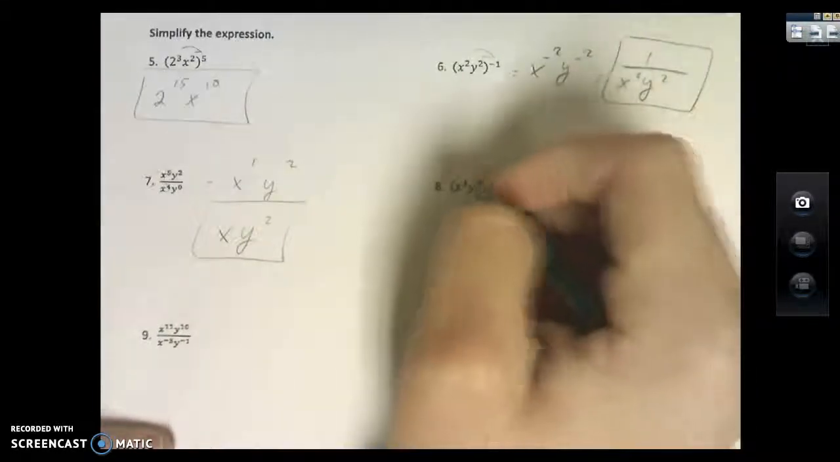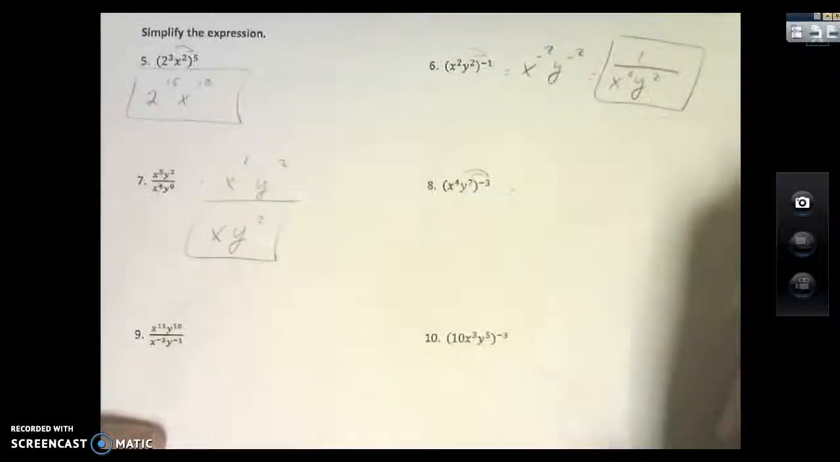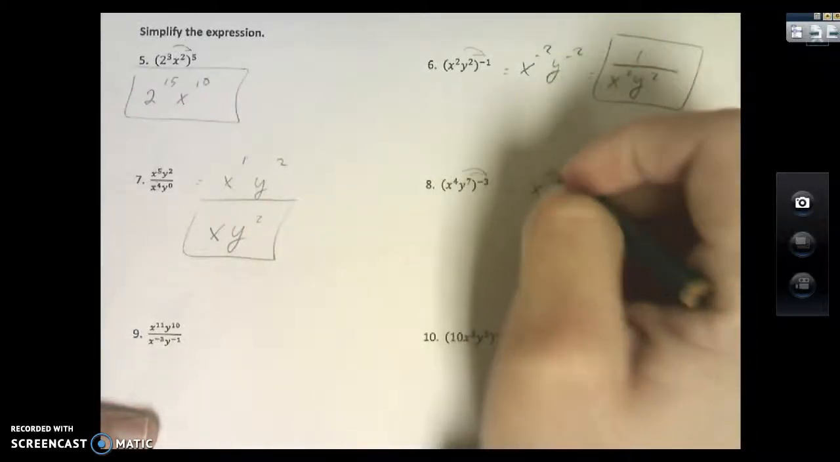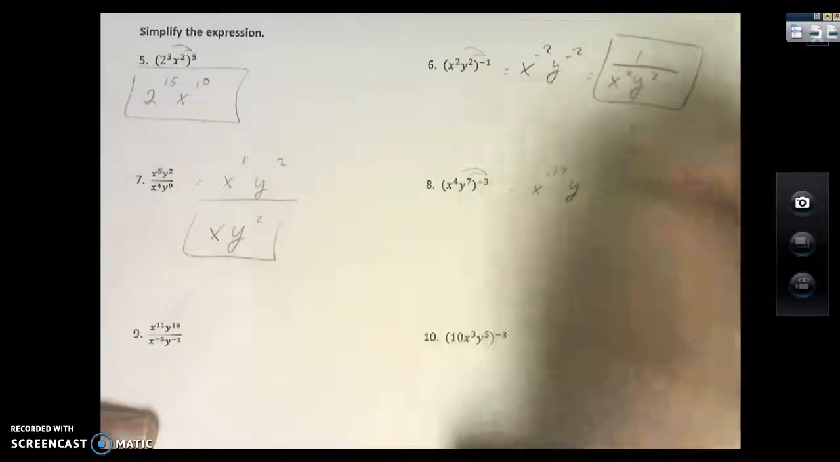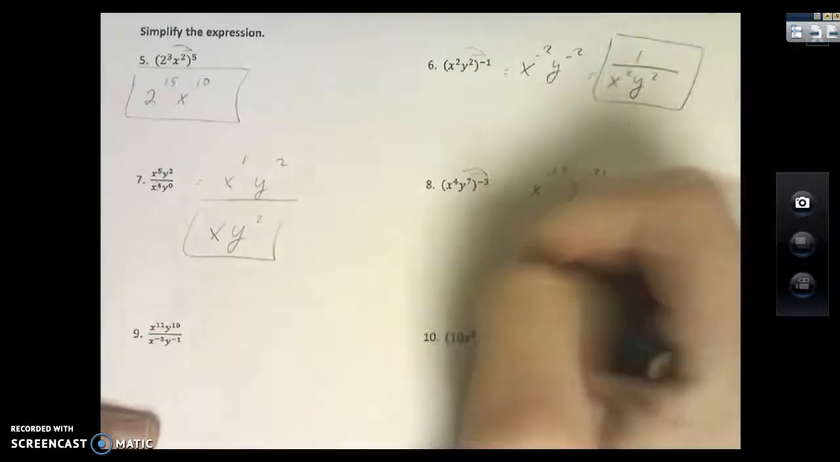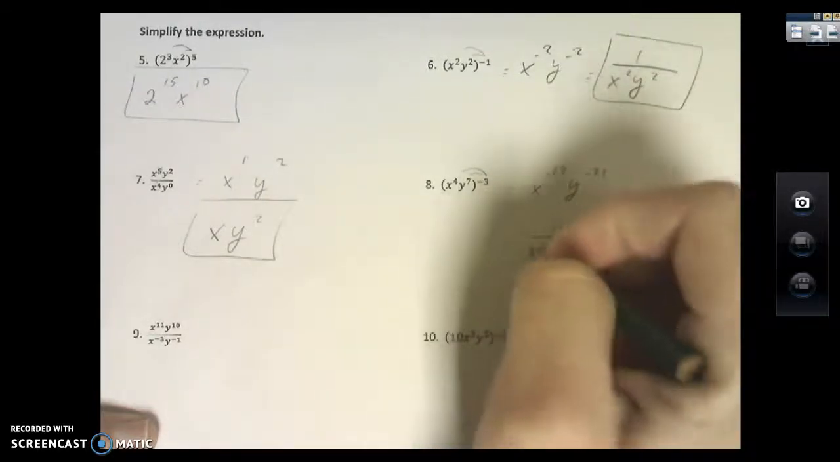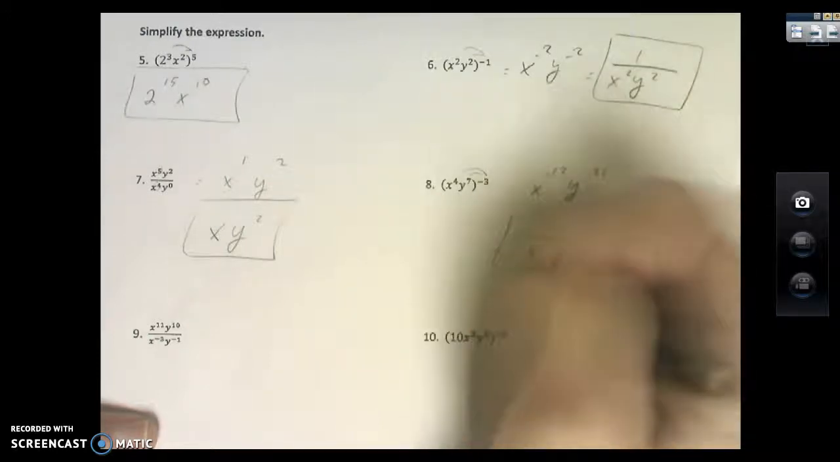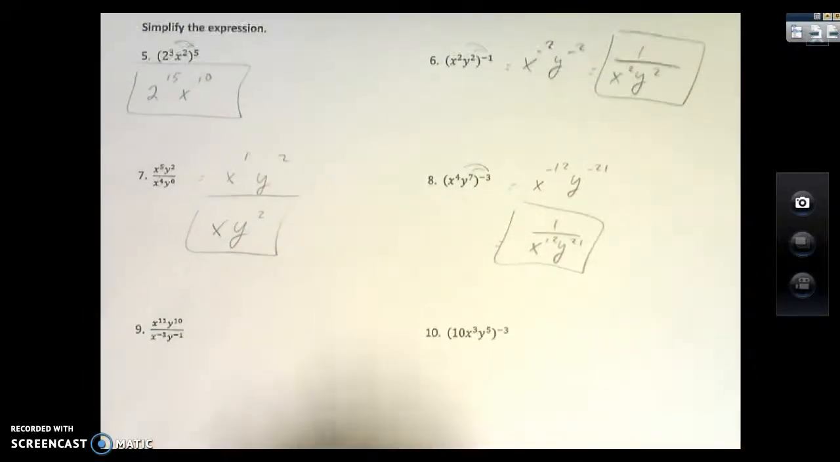Number 8, I can distribute this in: x to the negative 12, y to the negative 21st. Both negative, so flip them both: 1 over x to the 12th y to the 21st. Looking good. Okay. If I'm going too fast, slow me down by hitting the pause button, or just feel free to ask questions in class. That's what I'm here for.